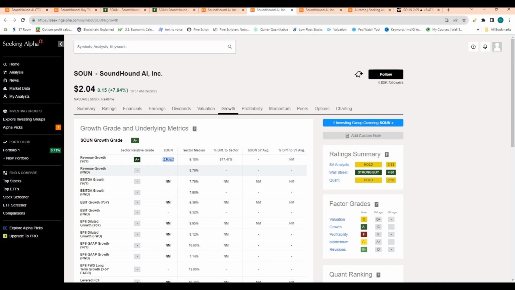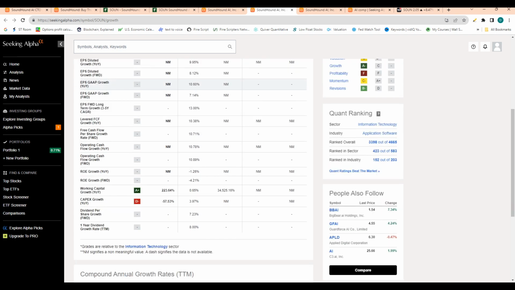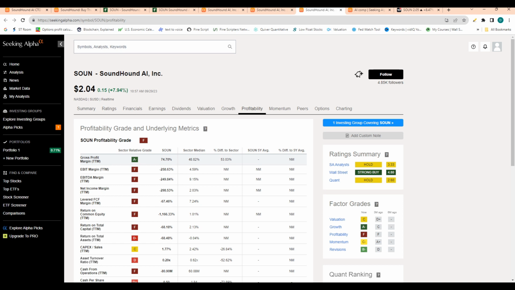Over the past 12 months, we've seen revenue grow 84%. So obviously a huge jump there. Love to see that this company is growing its revenue at an extremely high clip. And then we're also deeply profitable in terms of gross profit margin. Gross profit margin is a very attractive number. Obviously, we're not profitable right now. We're not making money with this company. But we do have a gross profit margin of 74%.